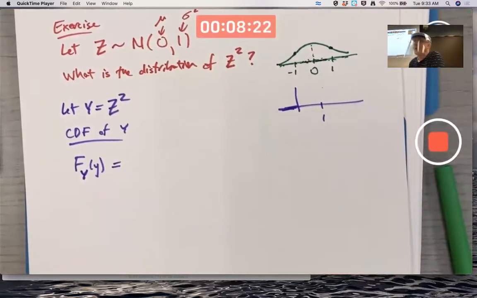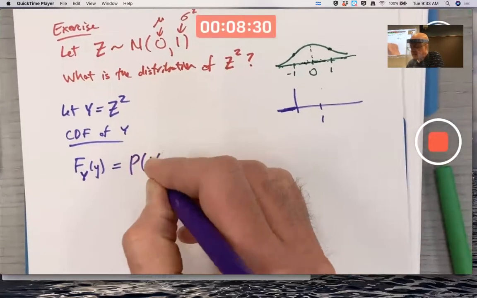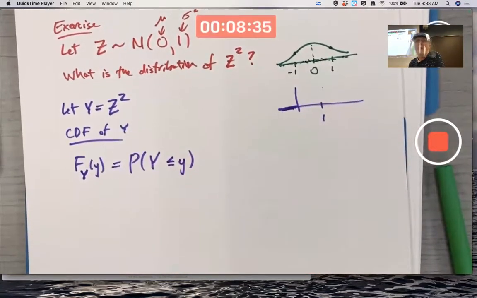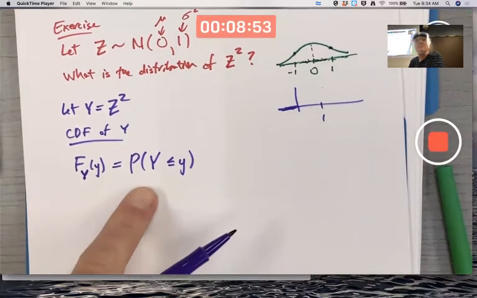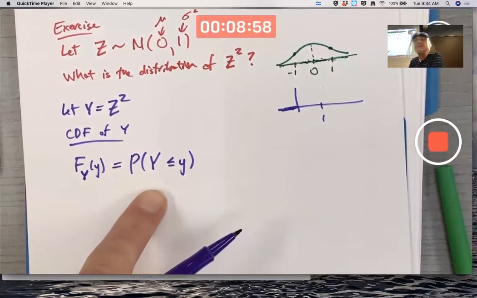The CDF, remember, I did mention this last Thursday, is always the probability that the given random variable is less than or equal to the given value. It's always the case, whether your random variable is discrete, continuous, or mixed, some mixture of discrete and continuous. We're not going to talk about mixture today, but we probably will on Thursday. This is always true.